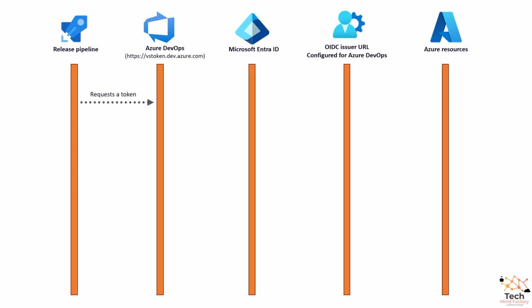So Azure DevOps can issue its own token. It's issuing the token for the release pipeline, so the release pipeline can execute specific steps. However, one of those steps is to deploy resources to the Azure cloud. So the release pipeline is exchanging the Azure DevOps token for an access token from Microsoft Entra ID, which is used to secure Azure cloud resources, okay?